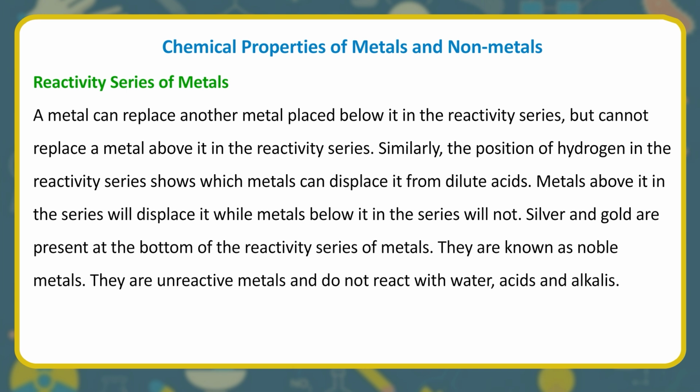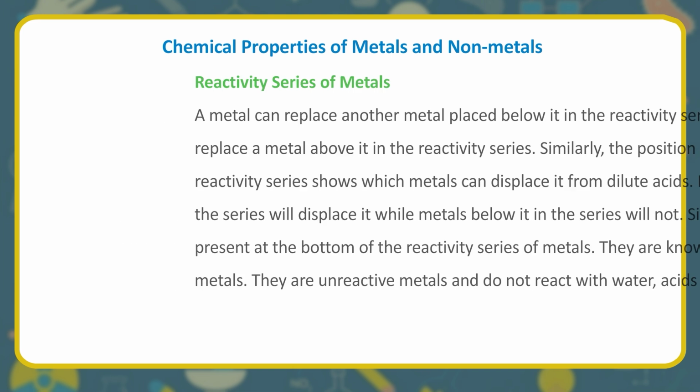A metal can replace another metal placed below it in the reactivity series, but cannot replace a metal above it in the reactivity series. Similarly, the position of hydrogen in the reactivity series shows which metals can displace it from dilute acids. Metals above it in the series will displace it while metals below it in the series will not. Silver and gold are present at the bottom of the reactivity series of metals. They are known as noble metals. They are unreactive metals and do not react with water, acids and alkalis.